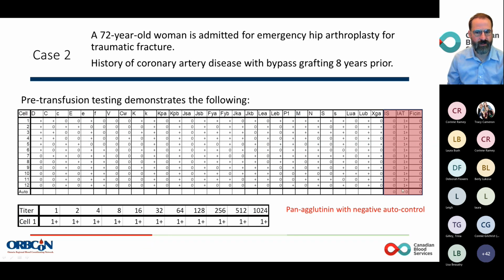If we look over at her results, she's got reactivity that's showing up only with the panel cells. The autocontrols are all negative. There's no immediate spin activity, but there is reactivity at the Coombs phase, and that reactivity goes away completely with ficin. A titer is done of this antibody with cell 1, and we can see that it's reacting 1+ across all the titers, all the way out to a titer of 1024.